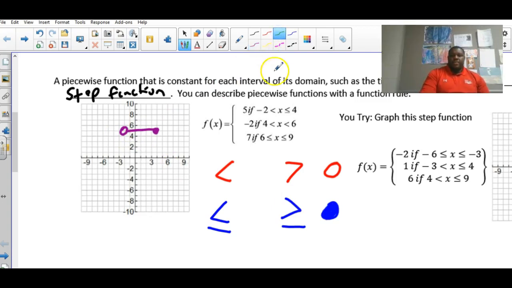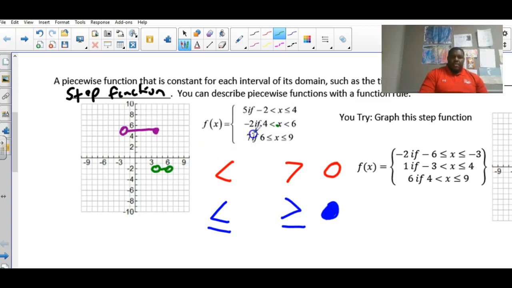Next, we look at our next function. Our function of -2, where does it exist? Between 4 and 6. So I go to my function -2. Here's -2, 1, 2. Where does it exist? Between 4 and 6. So here's 4, where x is 4, an open circle because it's just less than. And at 6, 6 is greater than x, so open circle as well. Connect those points.